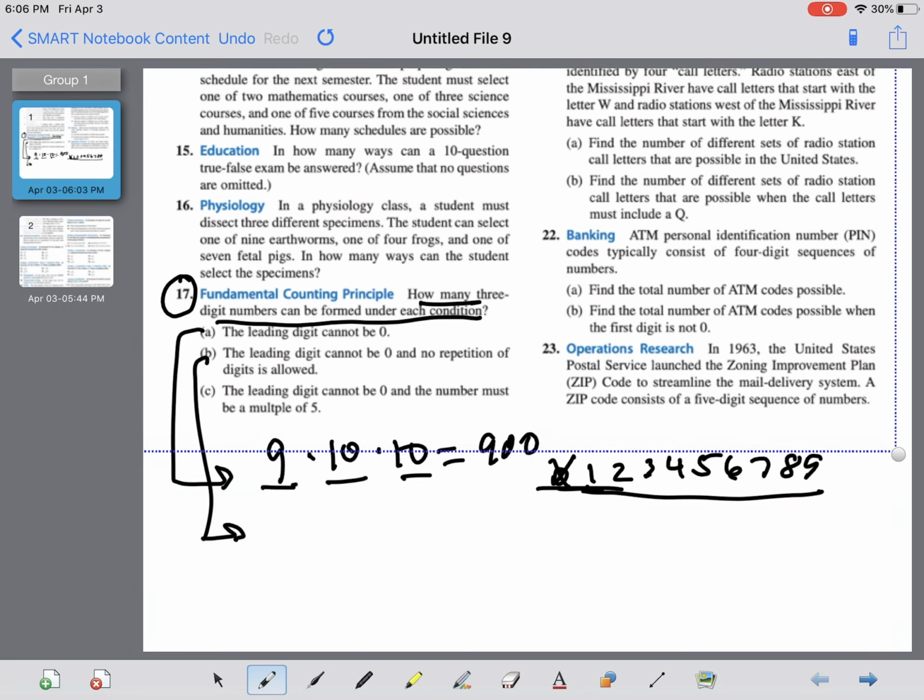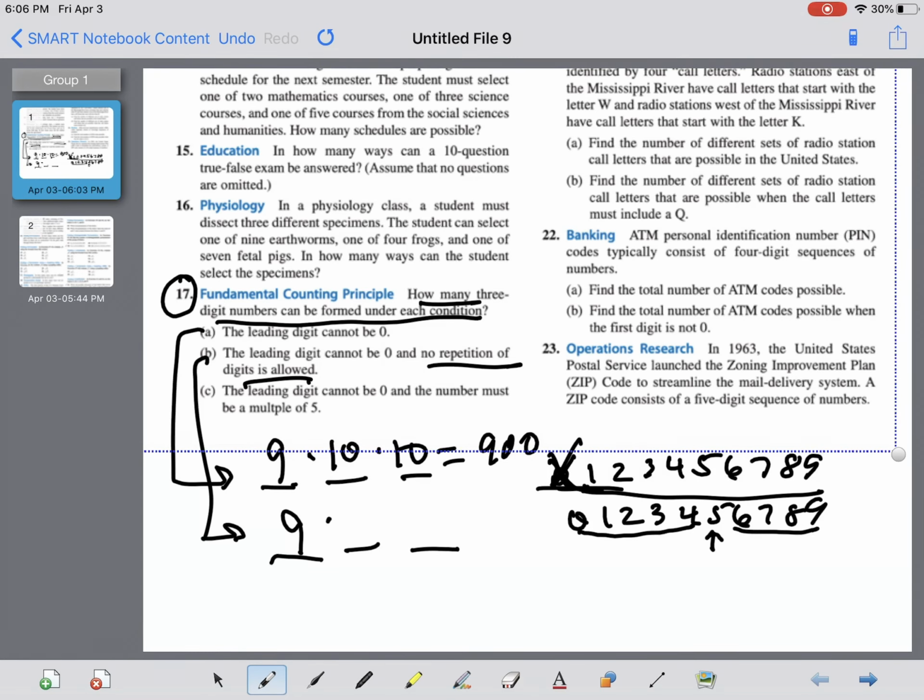On the B part, the leading digit cannot be a 0, so I only have 9 choices, and no repetition is allowed. So if I don't let 0 be the lead digit, and I pick one of the others, say 5, just picked one out of the blue, that means I can use any of these others for my next digit, including 0. So I have 9 choices, and with no repetition, whichever one I pick, I only have 8 left. So I have 9 times 9 times 8, which is 648.